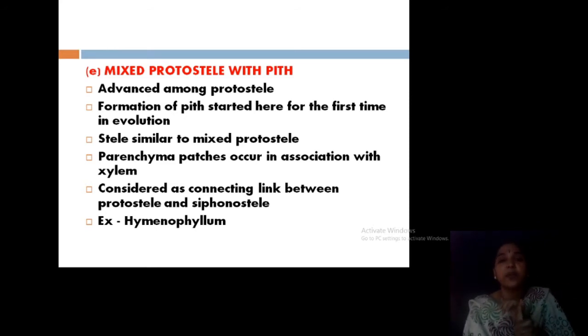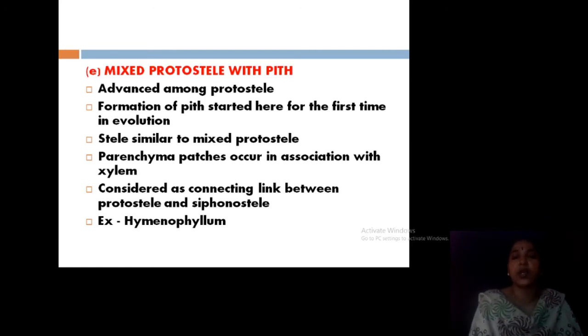So we finished the first one, protostele. What are the different types? Haplostele, okay, center core of xylem surrounded by phloem. Then actinostele, Psilotum, star-shaped xylem, and in between the ribs, phloem arranged. Then plectostele, xylem in plate-like form, in between full of phloem. Then mixed protostele, xylem mixed in the phloem tissue. Then mixed protostele with pith, an advanced one. These are the different types of protostele.